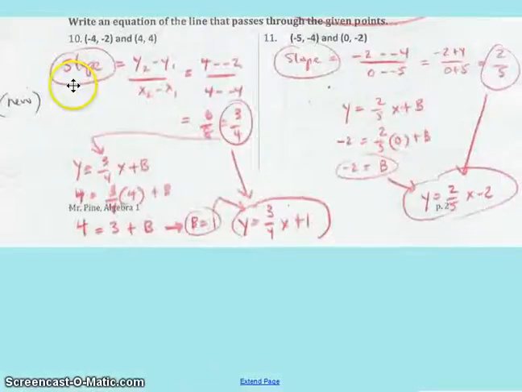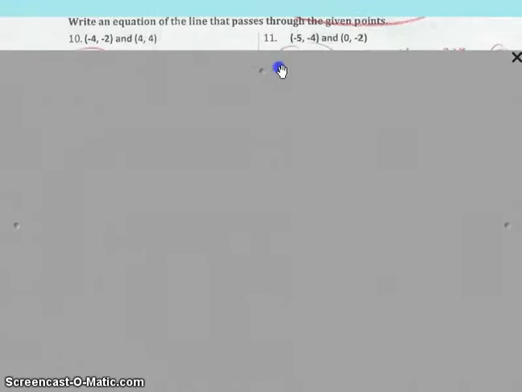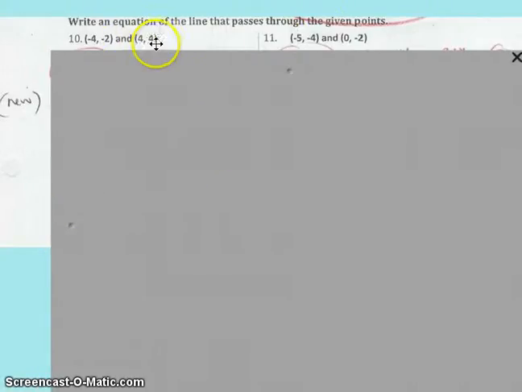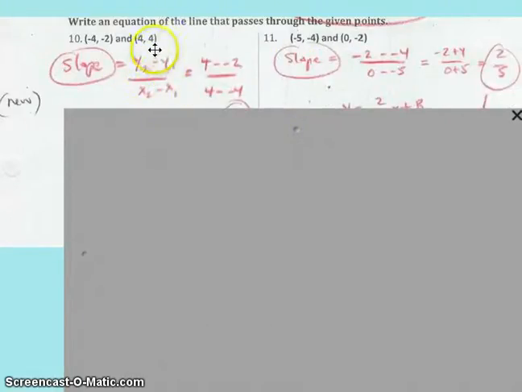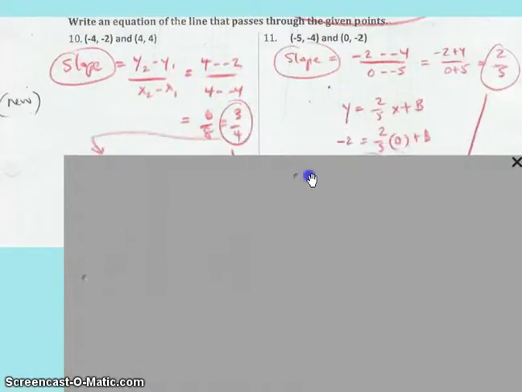Moving on. Last 2 before we stop the video and pick up with a third video. These last 2 questions, you know what, let me cover some of this up so you can see what I'm doing here. I'm supposed to write an equation that goes through these 2 points. So I've got to figure out slope, and slope, change in y over change in x, 4 minus -2 on the top, and 4 minus -4 on the bottom. That's 4 plus 2 over 4 plus 4. In other words, 6 over 8.